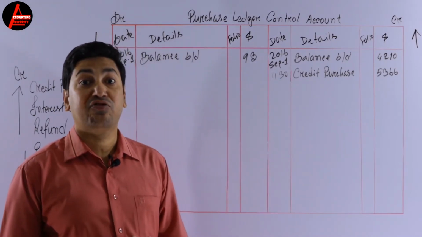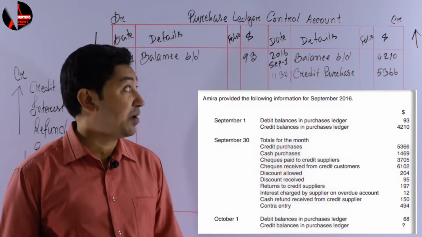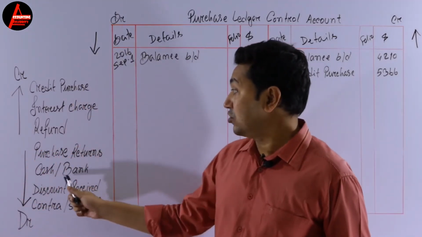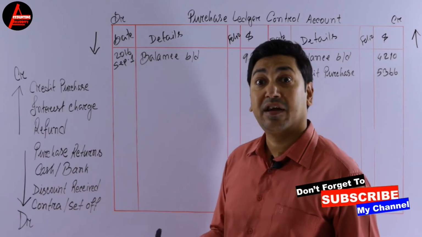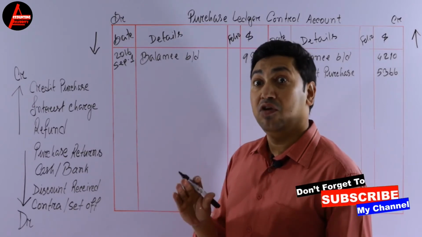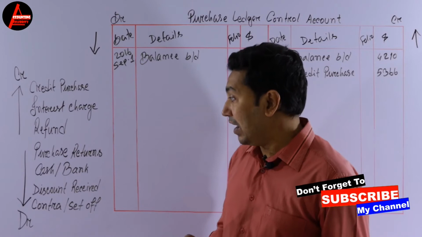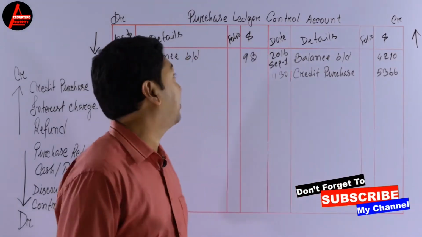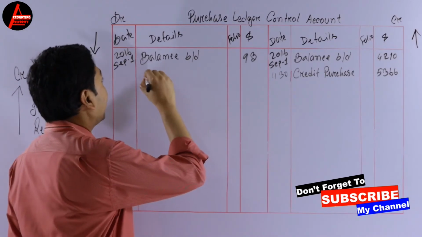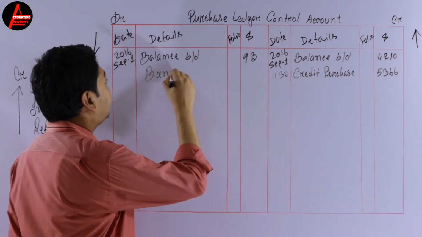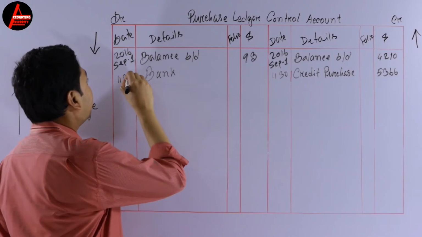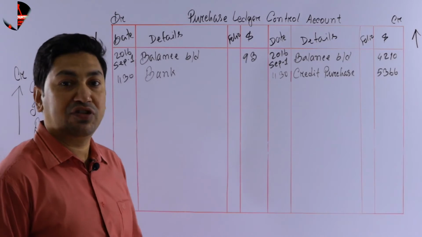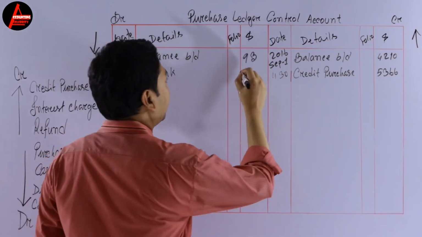Then check paid to credit supplier. Yes, supplier items will be here. Check paid means bank. So when you paid money to the supplier, that means the trade payable will be decreased. In this case you need to record in the debit side. So let us write here bank, as you paid money by check. September 30, and how much you paid to the supplier? It is 3,705.